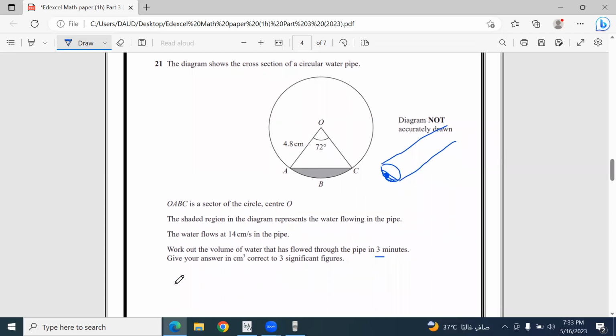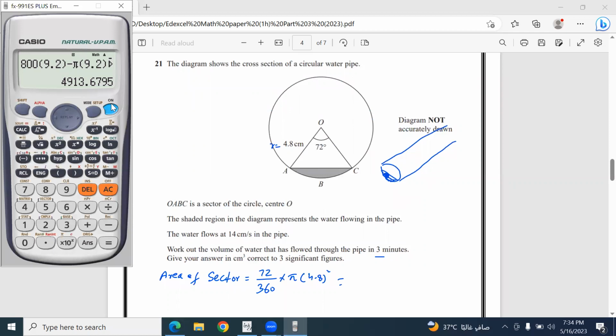So we will apply the sector area formula. Area of the sector is 72 over 360 multiplied by r squared. r is 4.8, and the angle given is 72. This will give us the whole sector area. r squared, 4.8 squared, that gives us what? We will check here.